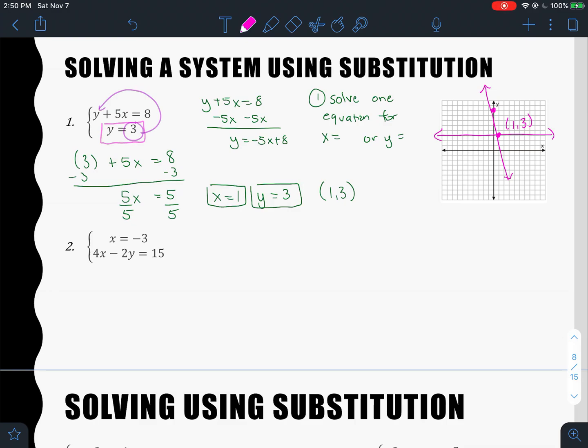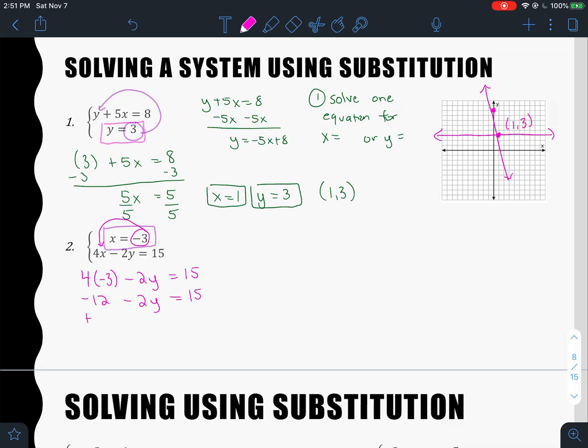So that worked. In our second example, we have x is equal to -3 and 4x minus 2y equals 15. So, again, when we want to solve using substitution, either the x needs to be by itself in one equation or the y needs to be by itself in one equation. And we have x is equal to -3. So we can take that -3 and substitute it in for the x in the second equation. So this is going to be 4 times -3 minus 2 times y equals 15.